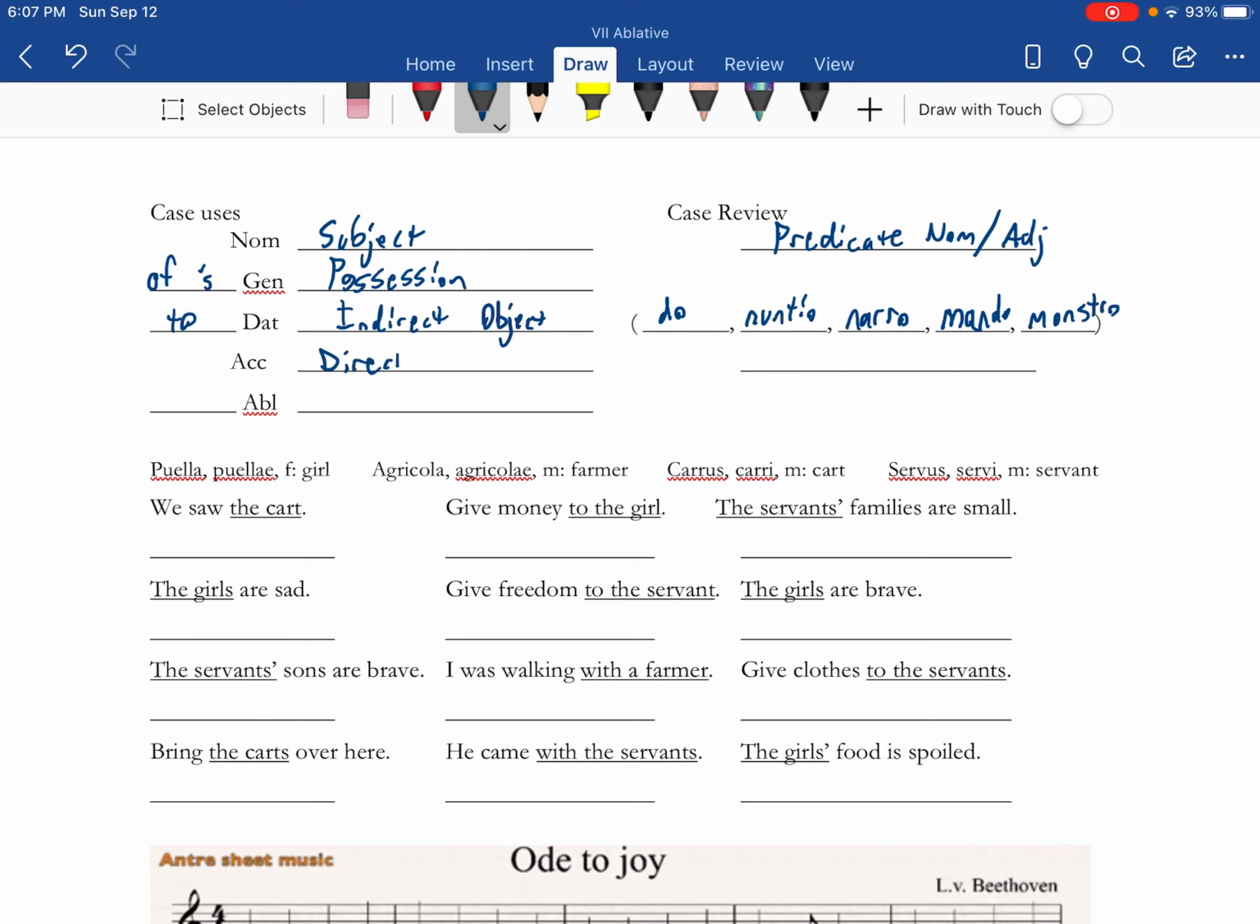Accusative is a direct object which receives the action. And I put an extra blank in there. I'm going to fill it in, but we're not going to worry about it now. We'll learn it later, but it's the object of the preposition. Then ablative, our word with that is with, and it's means or instrument. The tool you use to accomplish something.